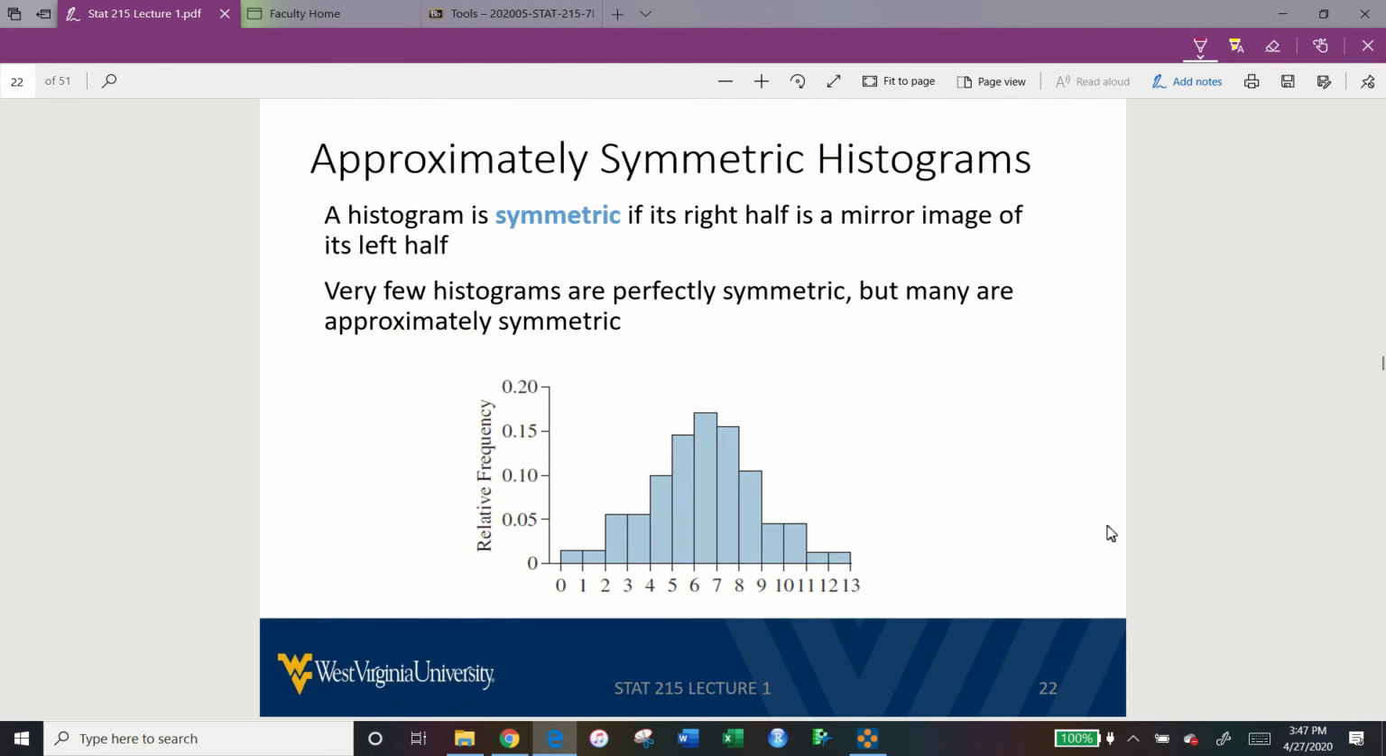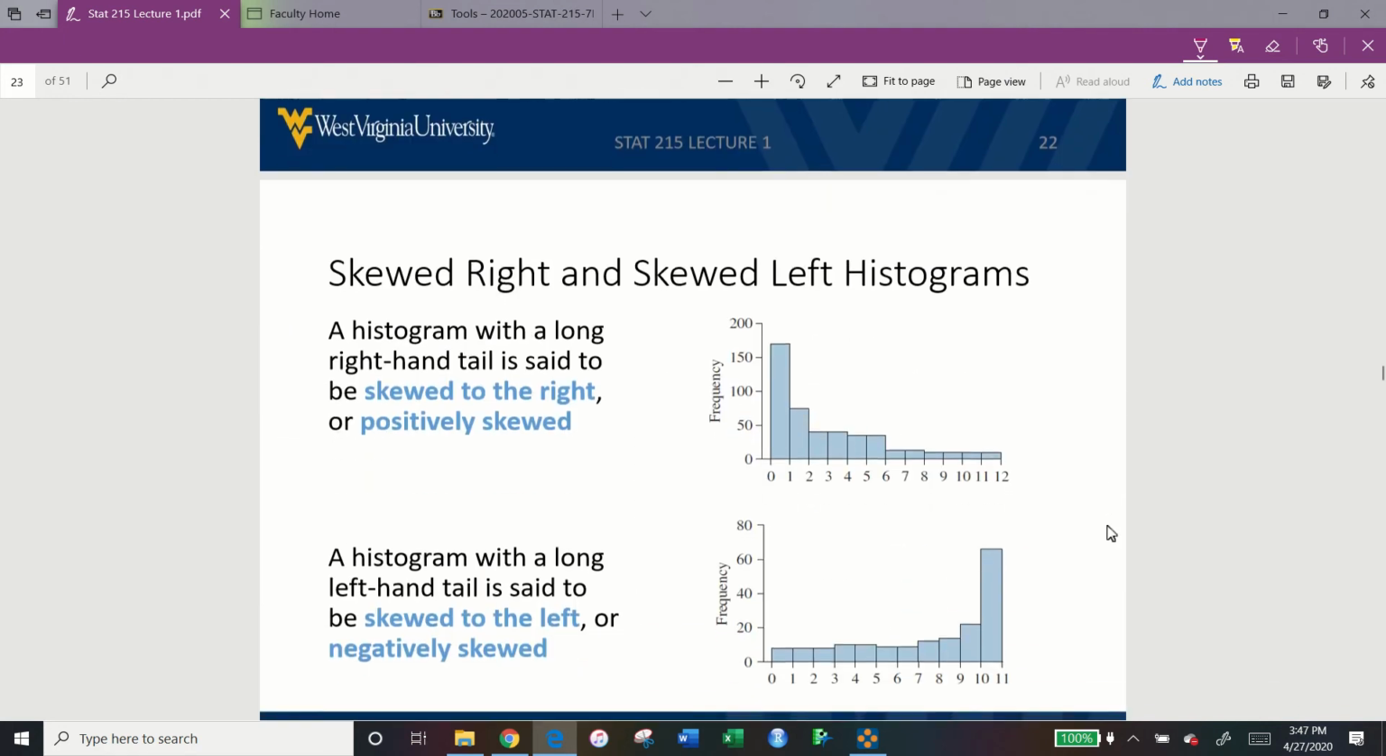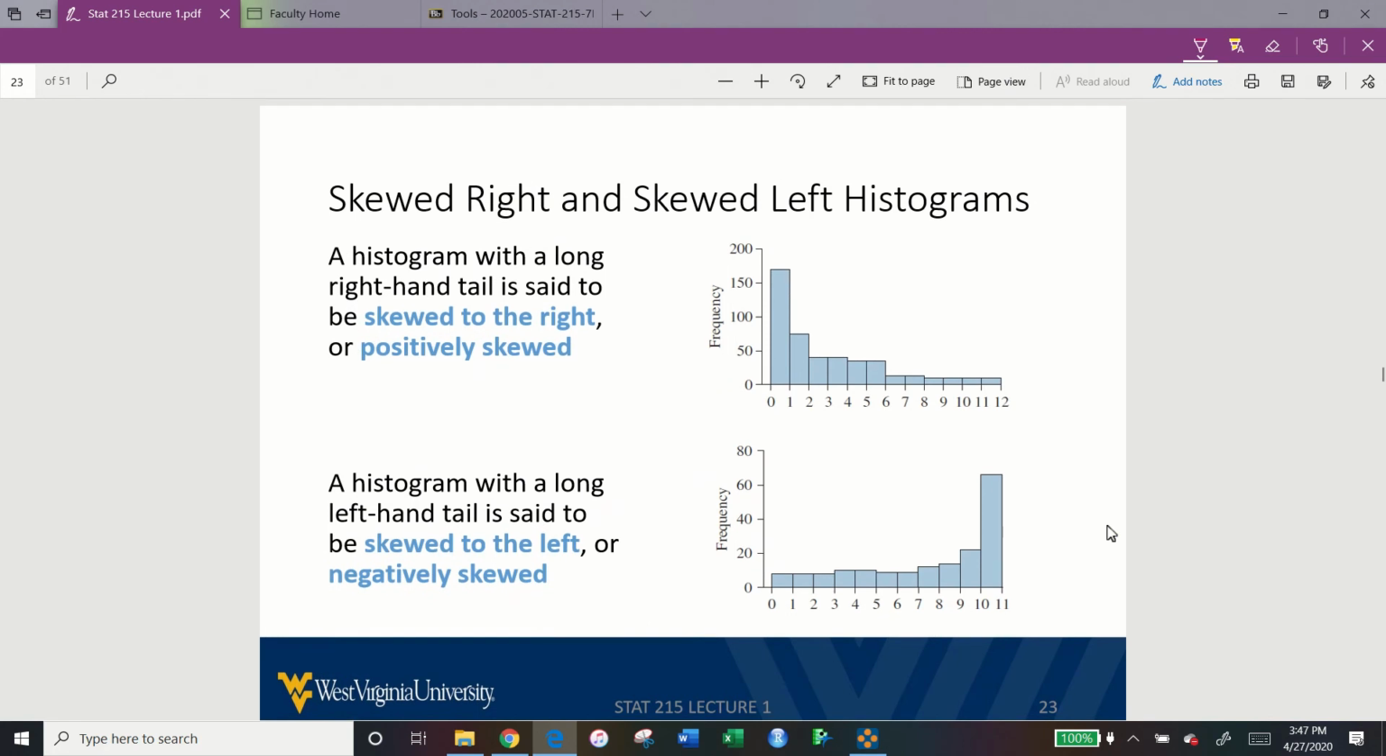Remember, in real-world data, things rarely work out perfectly, so the idea of having your right and your left be perfectly equal is probably not going to happen, but you can get it pretty close. We also have situations where your data can be a bit skewed, either to the right or to the left.